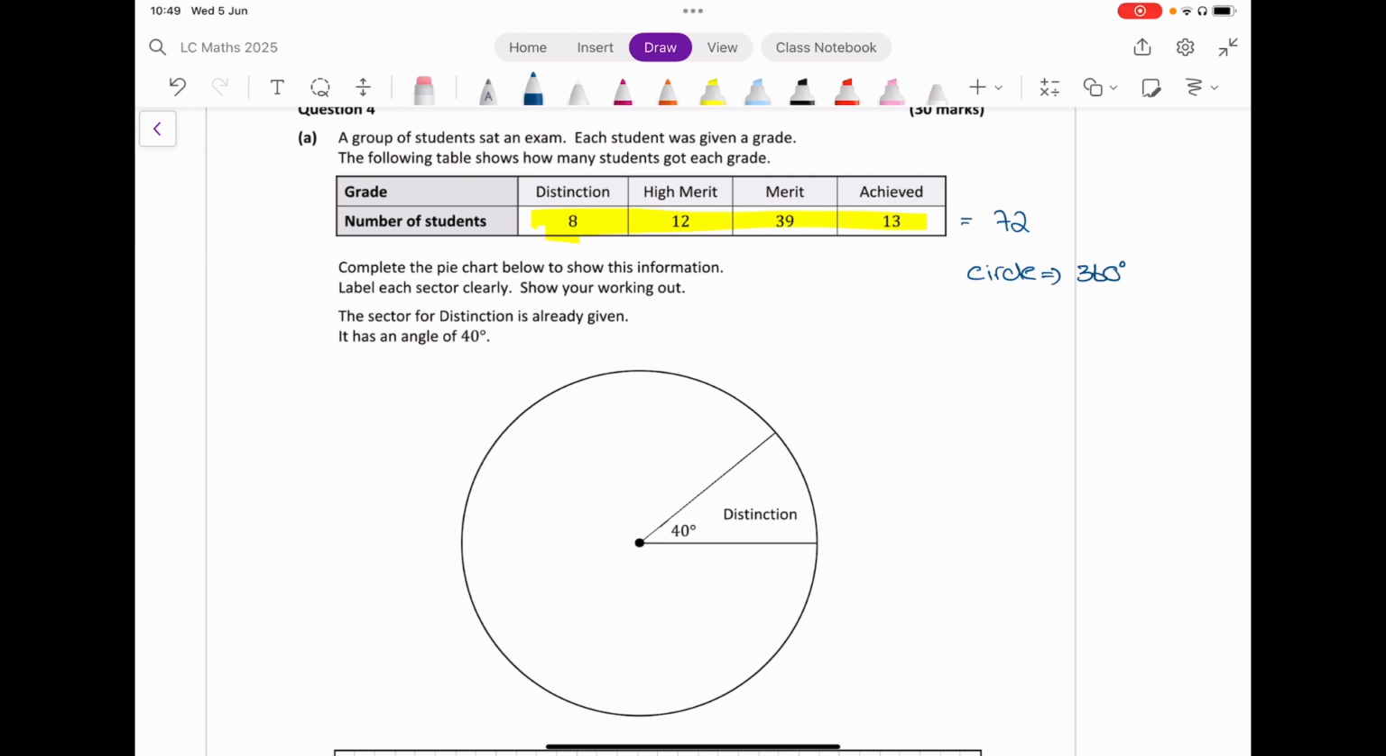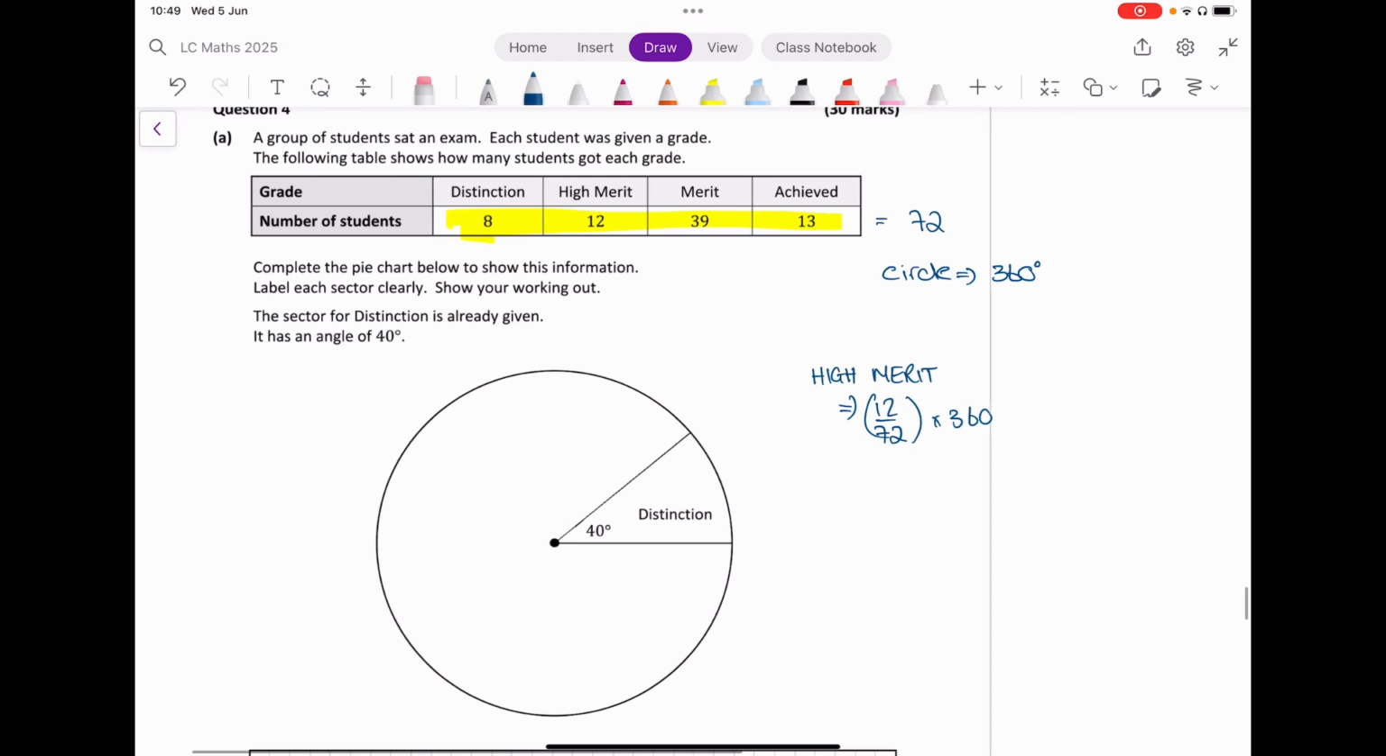So, for example, for high merit, we are looking at 12 out of 72 students, and that is multiplied by 360. And that is going to give us 70, not 72, no, 60. Let me just double check that in my calculator. So we've got 12 over 72 multiplied by 360, and that gives me out 60.